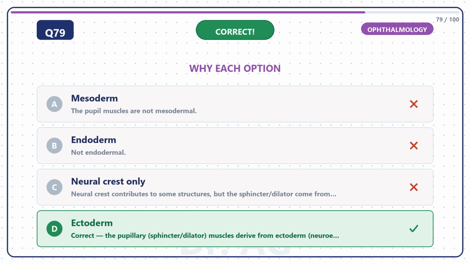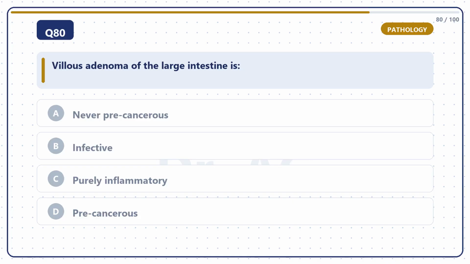Ectoderm. Question 80. Villus adenoma of the large intestine is: Option A. Never precancerous. Option B. Infective. Option C. Purely inflammatory. Option D. Precancerous.